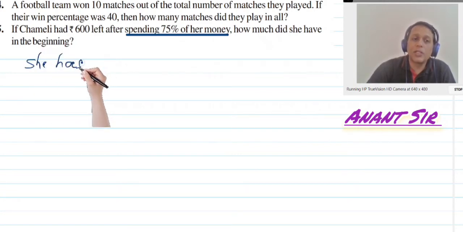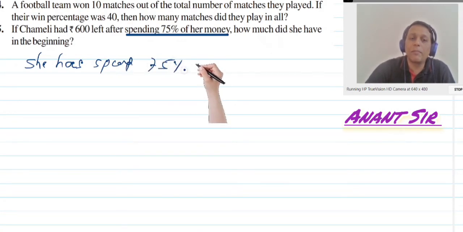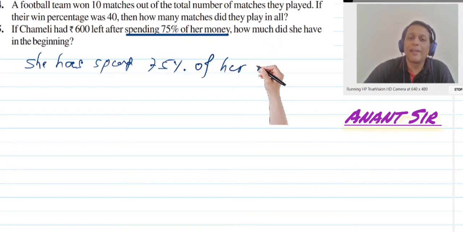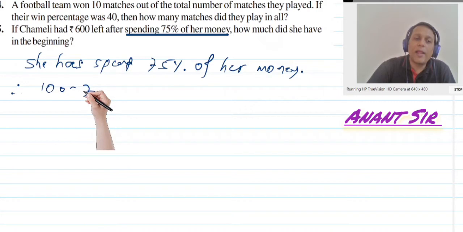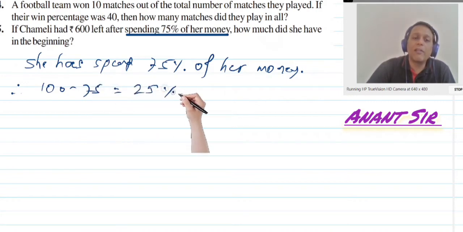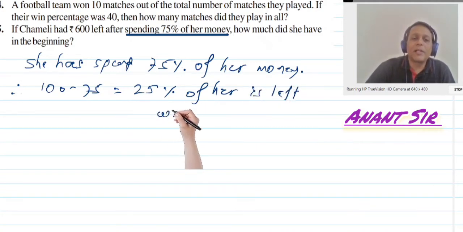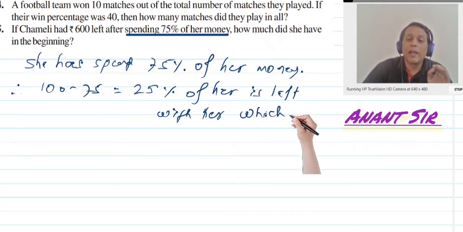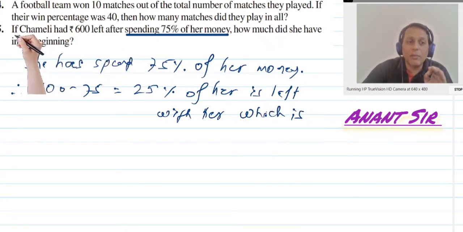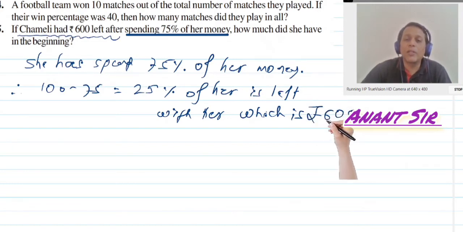Chameli has spent 75% of her money. So now therefore 100 minus 75, that is 25% of her money is left with her. Correct? 25% of money is left with her, and which is, they have already given in the first sentence only, Chameli had rupees 600 left, which is 600 rupees.